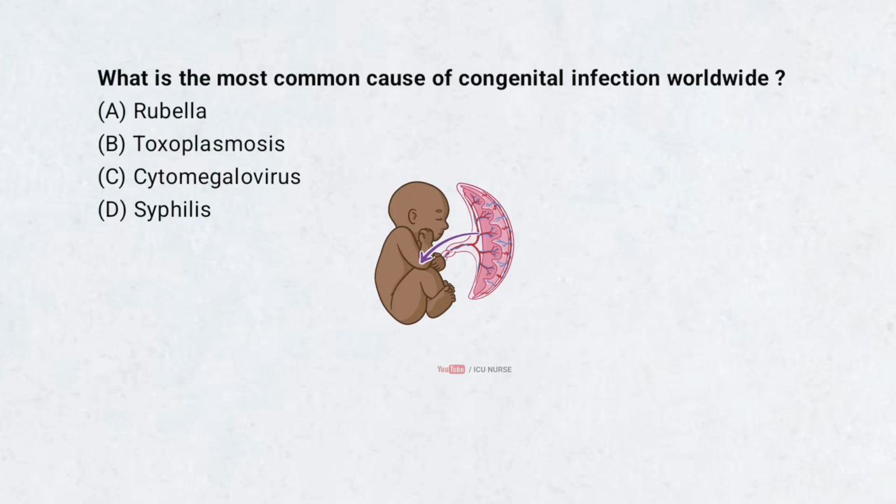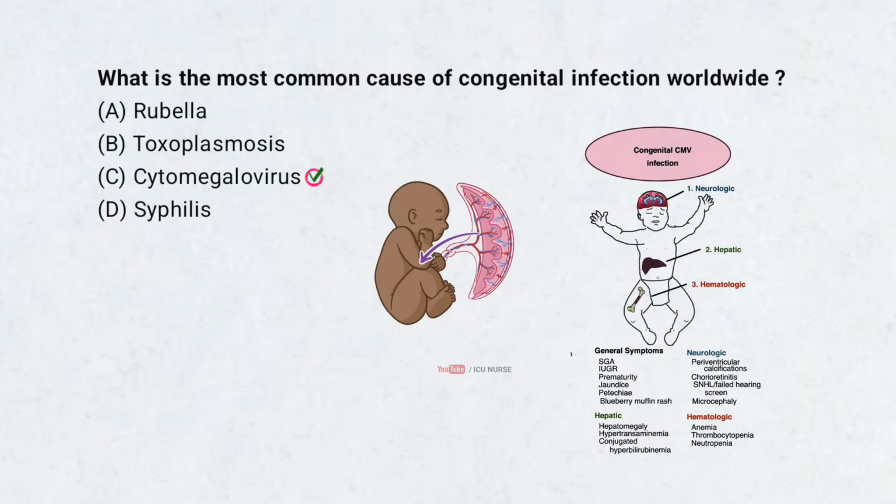What is the most common cause of congenital infection worldwide? A. Rubella. B. Toxoplasmosis. C. Cytomegalovirus. D. Syphilis. Correct answer C. Cytomegalovirus.